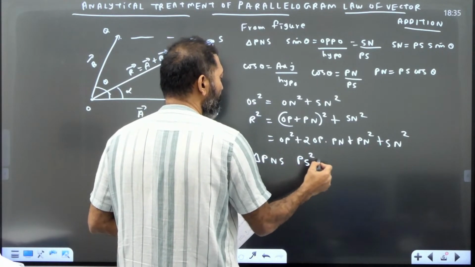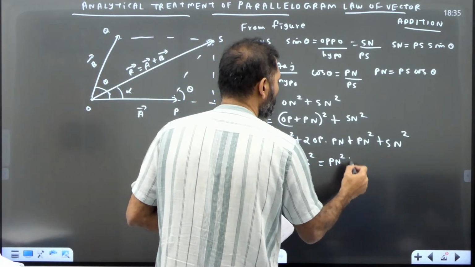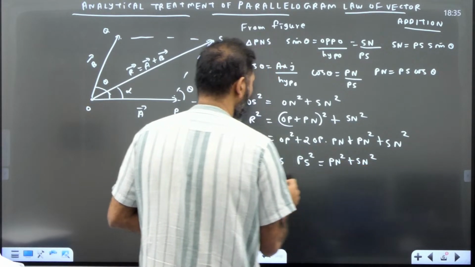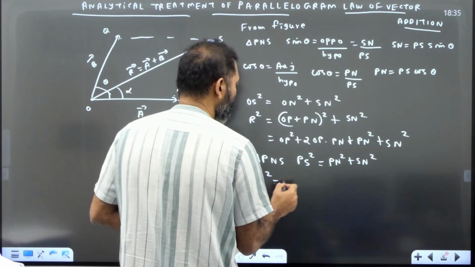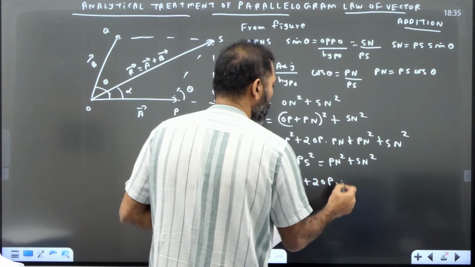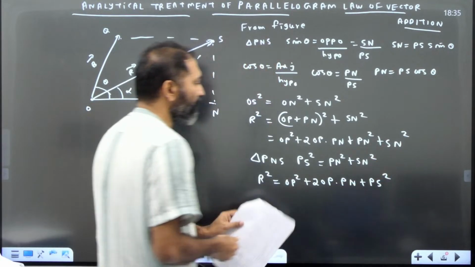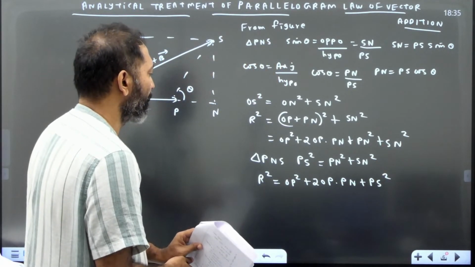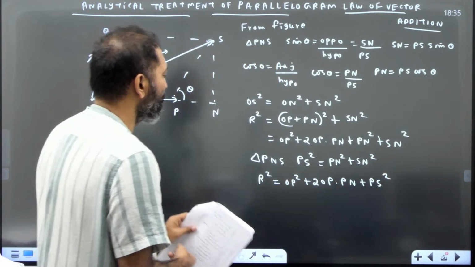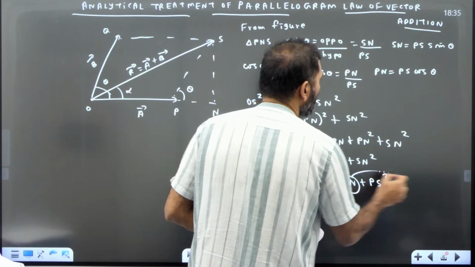Now in triangle PNS, PS square equal to what? Hypotenuse square is equal to PN square plus SN square. So R square equal to OP square plus 2 OP PN plus PS square, since PN square plus SN square equal to PS square. Any doubt?